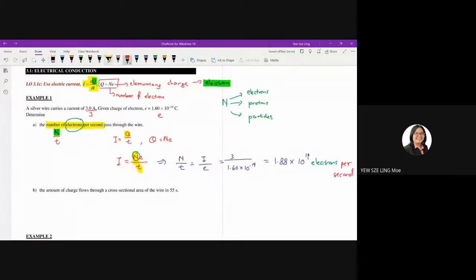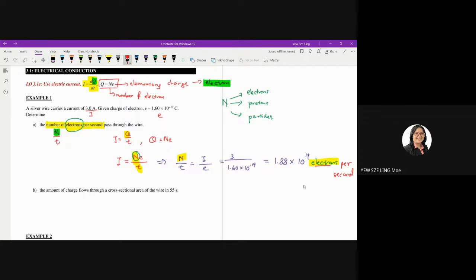Just that you have to be extra careful. This n, you don't have a fixed unit. It depends on the question. If the question asks you to calculate numbers of alpha particles, then the unit in your final answer should be alpha particles. Questions ask you to calculate electrons, so the unit in your final answer is electrons. So it depends on the questions. You cannot simply give it any unit, and you cannot leave it blank.